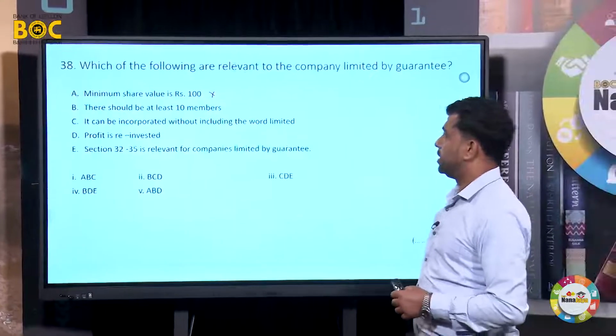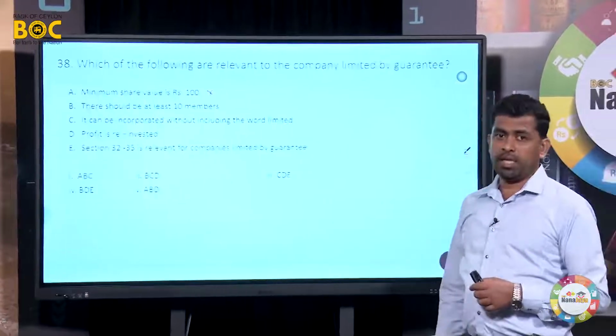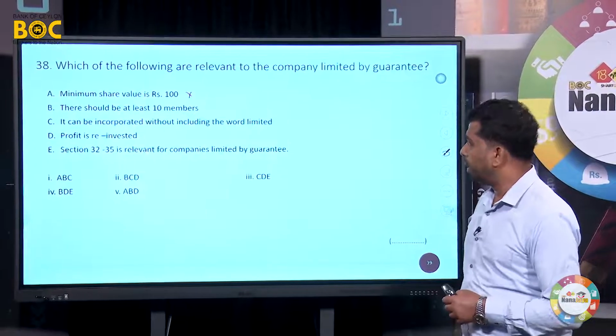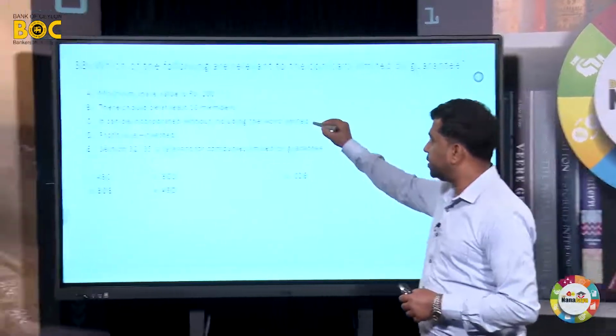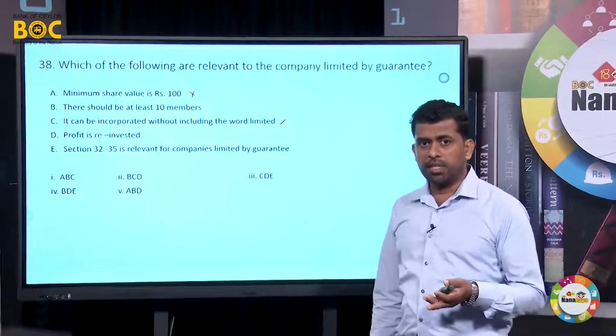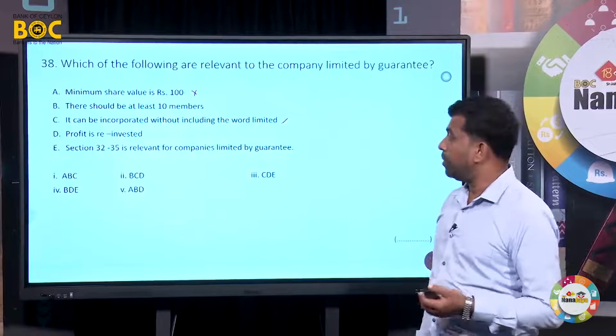There should be at least 10 members, there should be at least 2 members. It can be incorporated without including the word limited, it's correct. Profit is reinvested for the well-being of the society or the company.